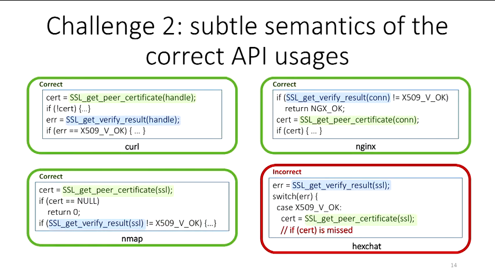And the correct API uses have very subtle semantics. For example, in these 4 applications, they call 2 APIs, SSL_get_verify_result and SSL_get_peer_certificate. But the bug comes from the missing return value check in HexChat. So by simply checking the absence of the API calls, you cannot find this bug.